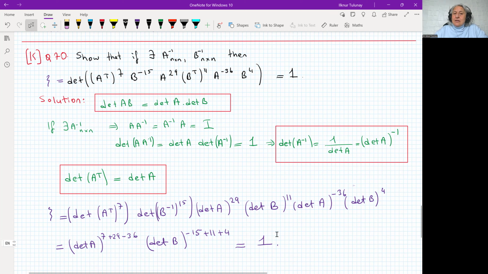So yeah, it's a bit of a tricky question, this one, but it is important to know these facts. The trick of this question was that the determinant of the inverse is the inverse of the determinant. Observing this fact and applying it to this question was the tricky part, I suppose.